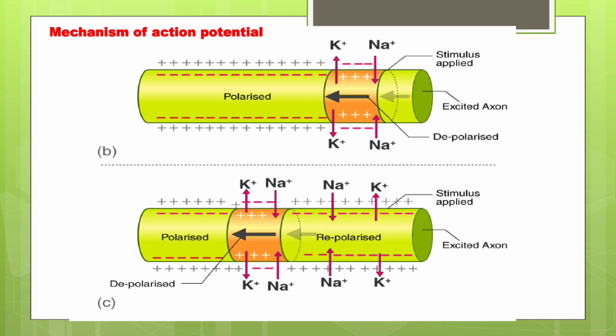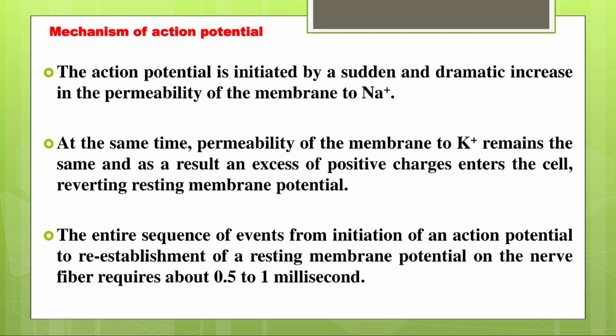Mechanism of action potential. The action potential is initiated by a sudden and dramatic increase in the permeability of the membrane to sodium ion. At the same time, permeability of the membrane to potassium ion remains the same, and as a result an excess of positive charges enters the cell, reversing the resting membrane potential. The entire sequence of events from initiation of an action potential to re-establishment of a resting membrane potential on the nerve fiber requires about 0.5 to 1 millisecond.